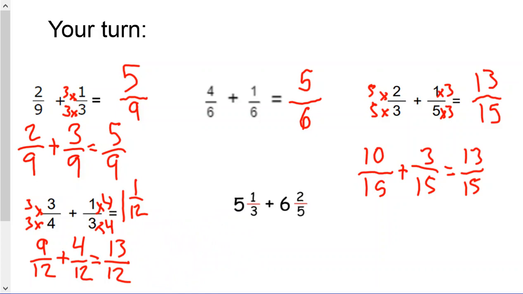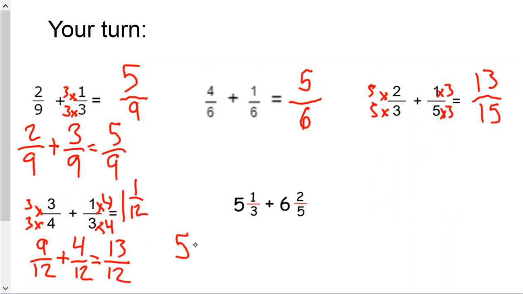Okay, now we got mixed numbers. Okay, in this situation, I'm going to go ahead and erase this over here so I got a little room to work. We have 5 and 1/3 plus 6 and 2/5. Okay, so I'm going to break this apart. So we have 5 plus 1/3 plus 6 plus 2/5.